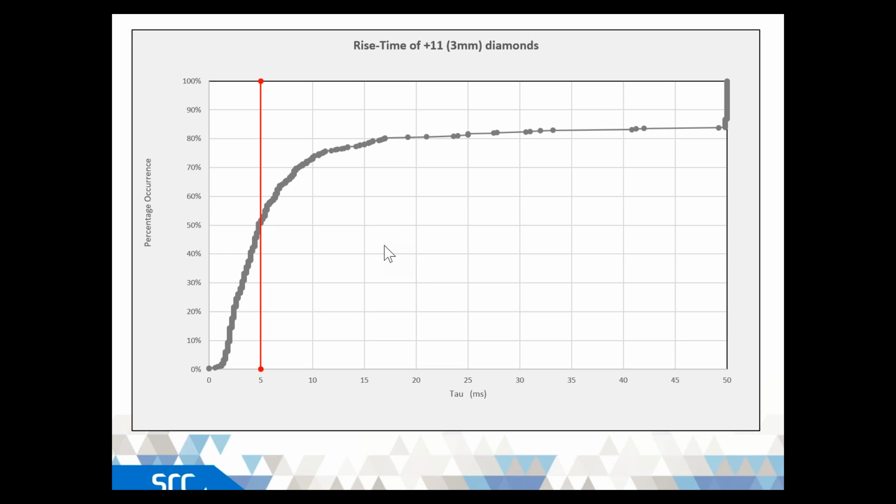So here's another example of some rise times in some +11 or 3mm diamonds. So this is an example of a threshold. And so if we set that threshold at 5 milliseconds, anything with a longer rise time than that 5 milliseconds is going to be less recoverable. So longer rise times, upwards of 50 milliseconds, can lead to poor recovery potential. And maybe 50% of the stones shown in this example would be beyond that threshold. That way they wouldn't present themselves to the X-ray unit properly.